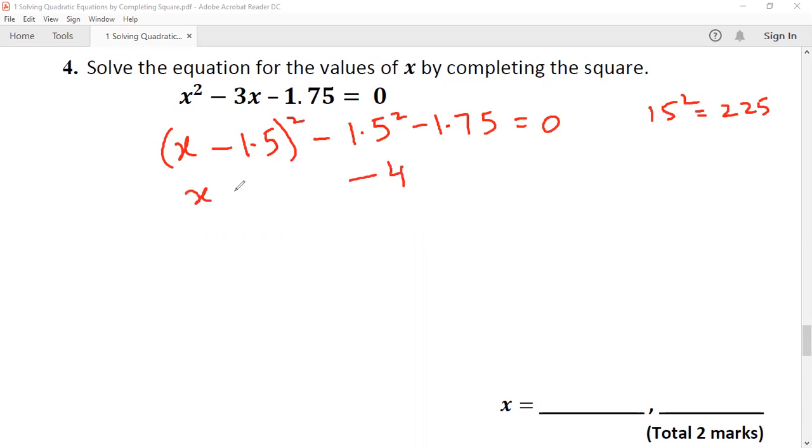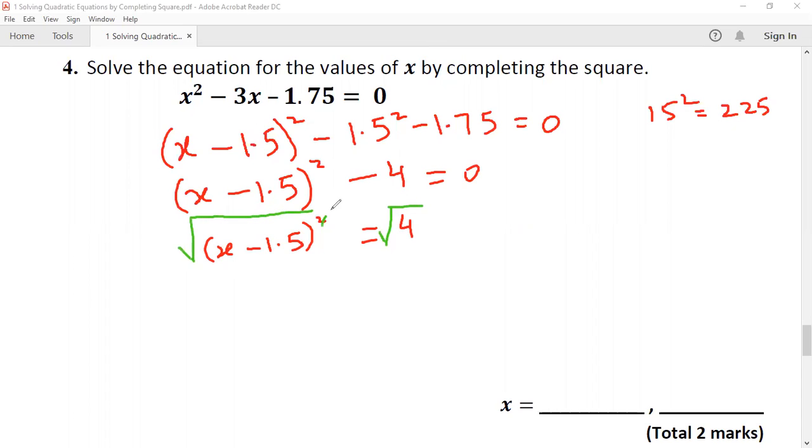So I'm going to get x minus 1.5 all squared, take away 4 equals 0. Right, adding 4 on both sides will give me positive 4 on the right hand side, and on the left hand side I'll be left with x minus 1.5 all squared. Square rooting both sides, the square and square root get cancelled on the left hand side, so I'm going to be left with x minus 1.5, and on the right hand side I'm going to get plus or minus 2.